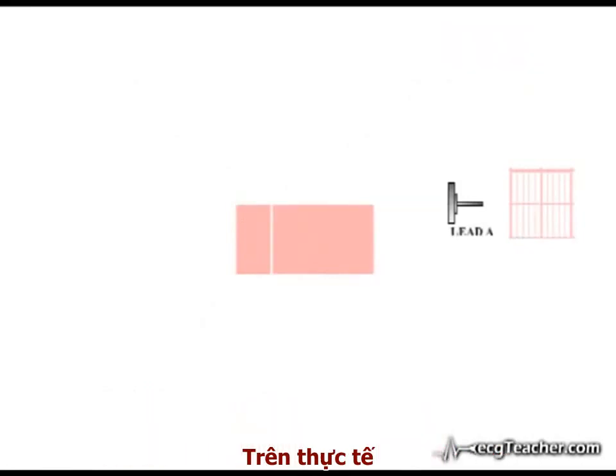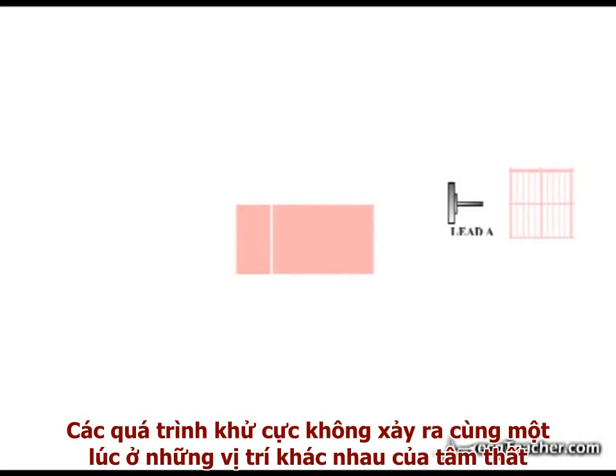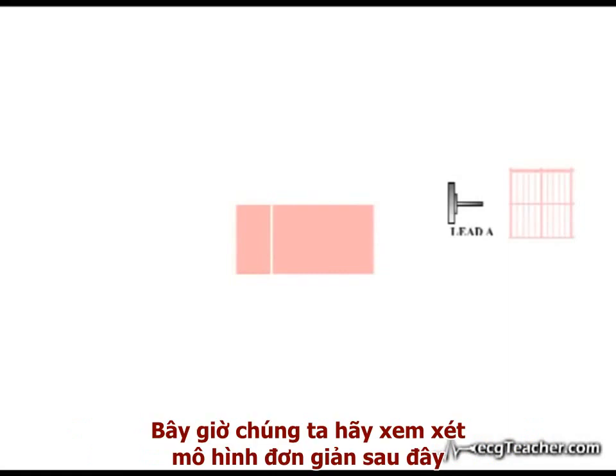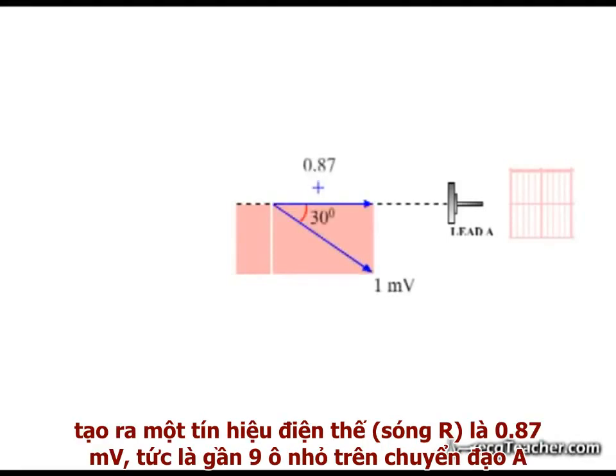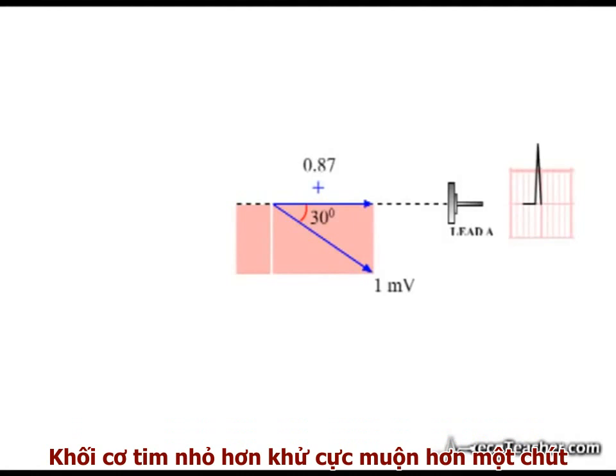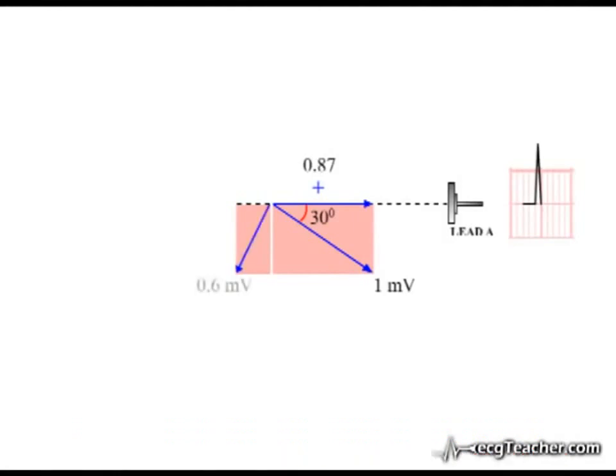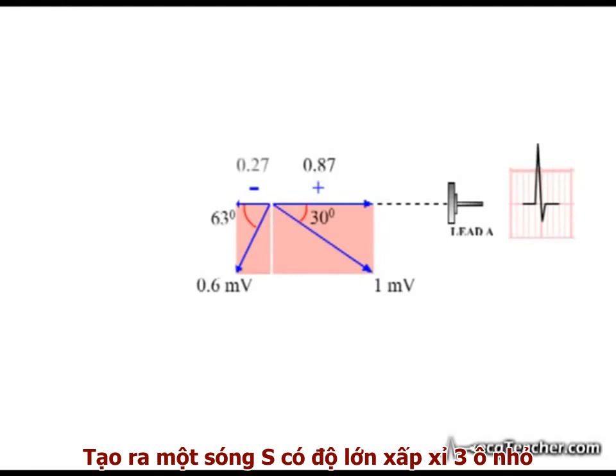In reality, of course, depolarization events are not all occurring at precisely the same time in different regions of the ventricles. It will help you later if we consider this in our simple model. Look at this situation. The larger section depolarizes first, producing an R wave of just under 9 small squares in the readout from lead A. The second smaller section depolarizes shortly afterwards, producing an S wave of approximately 3 small squares.